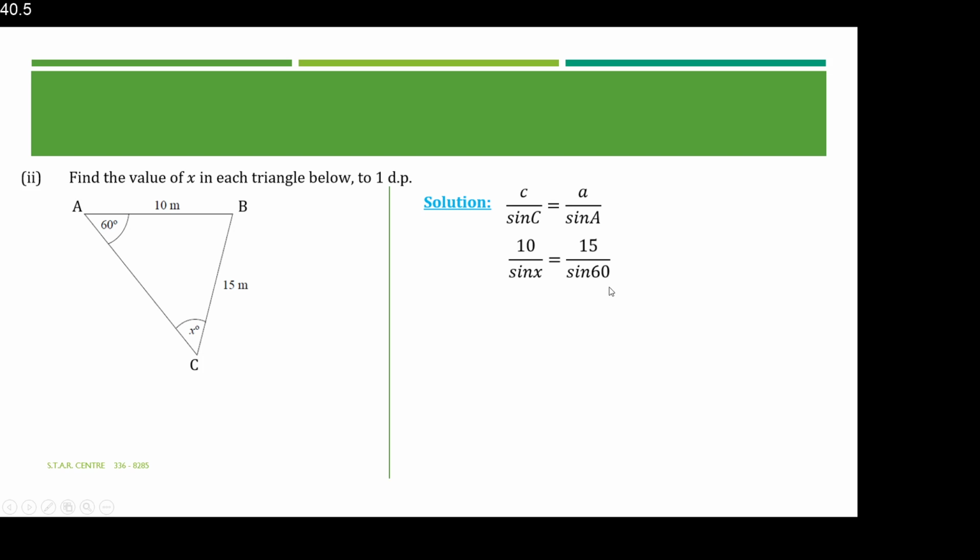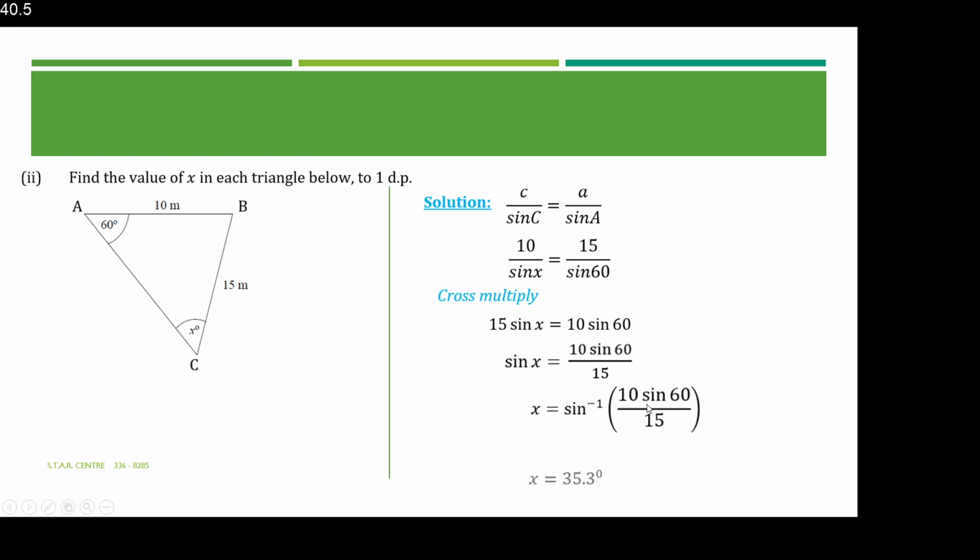From this point, we are going to cross multiply, which will give 15 sine x equal 10 by sine 60. We want to make x the subject of the formula. So for now, I'm just going to have sine x here, and on the right hand side, we'll have 10 sine 60 over 15. And to get x, we would take the inverse, which will give us 35.3 degrees to 1 decimal place.